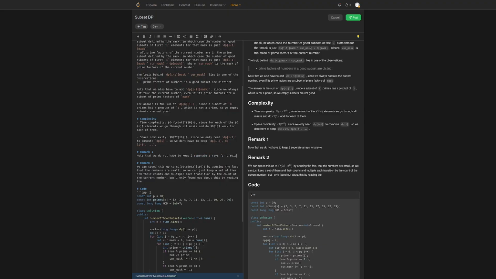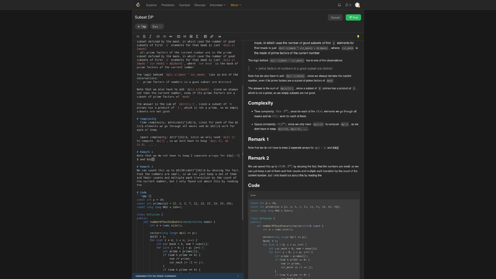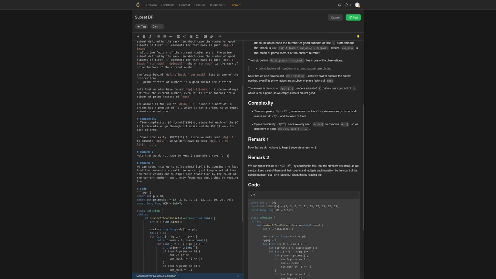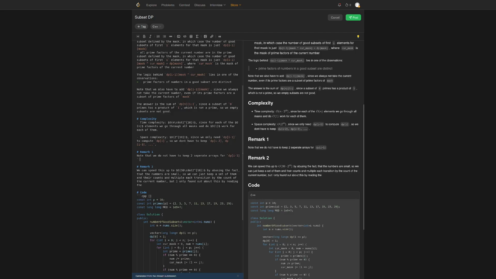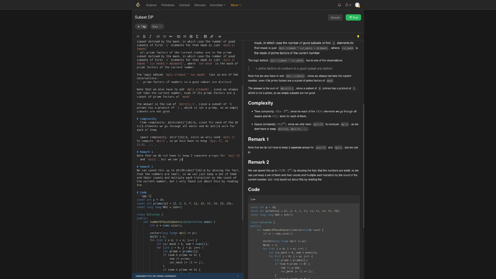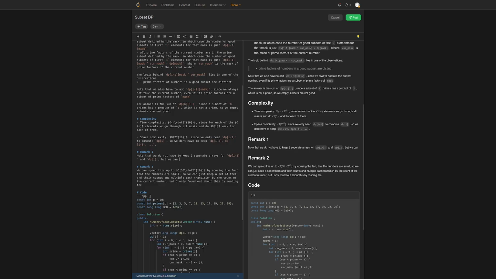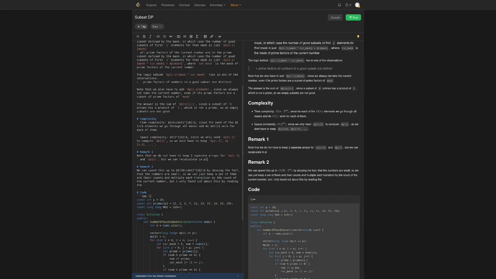Arrays for dp[i-1] and dp[i], but we can just recalculate in place. Remark 2.